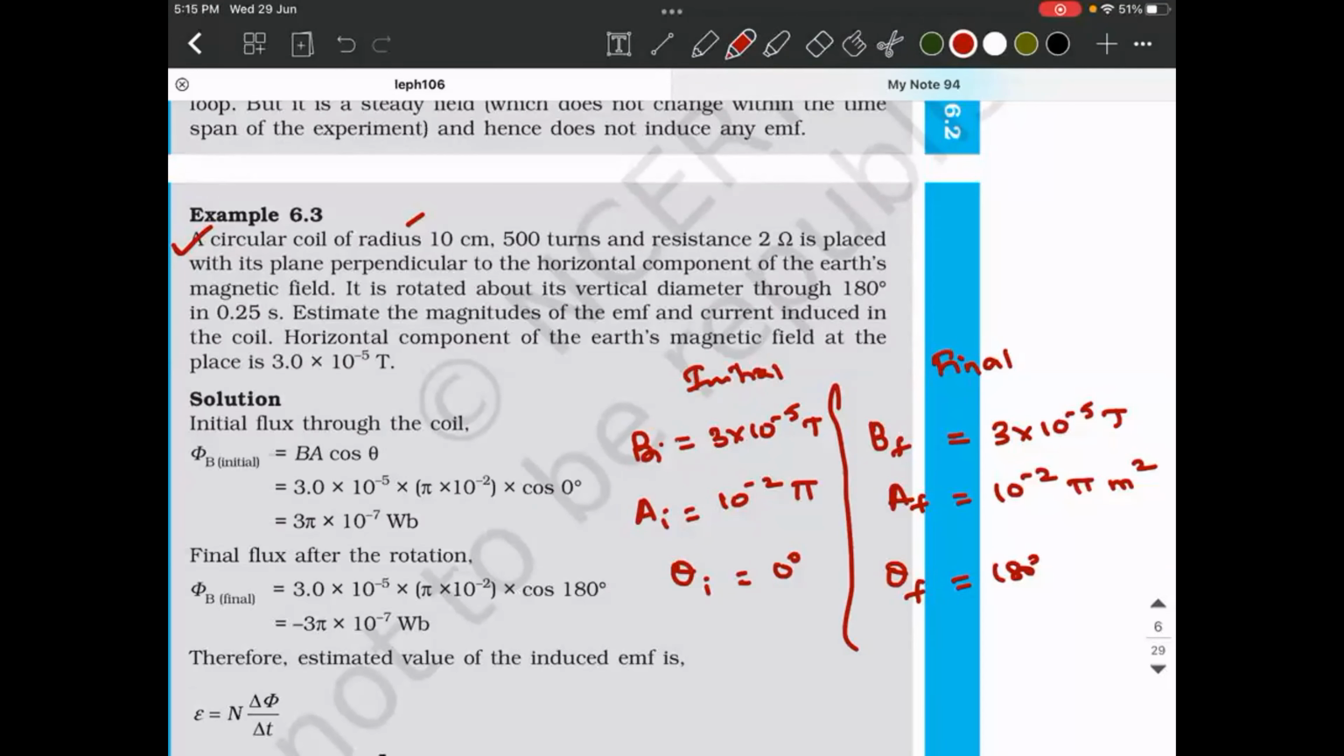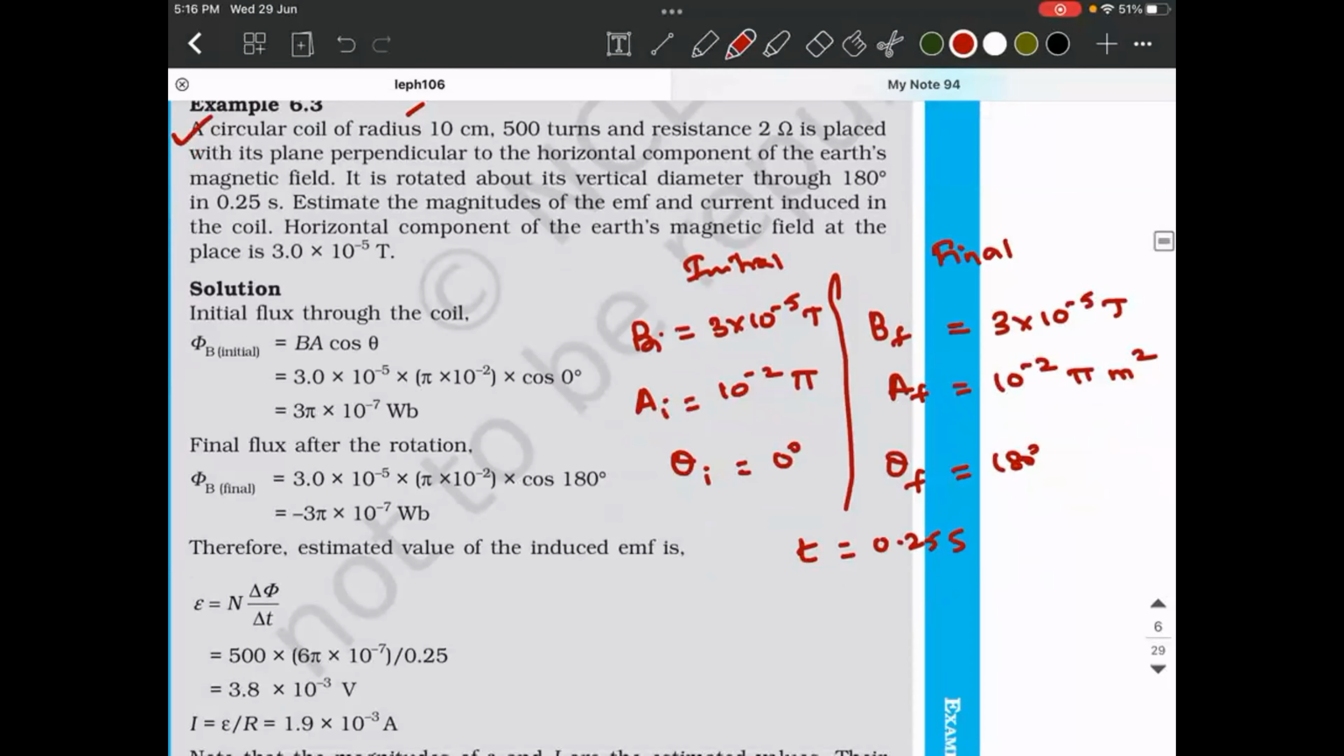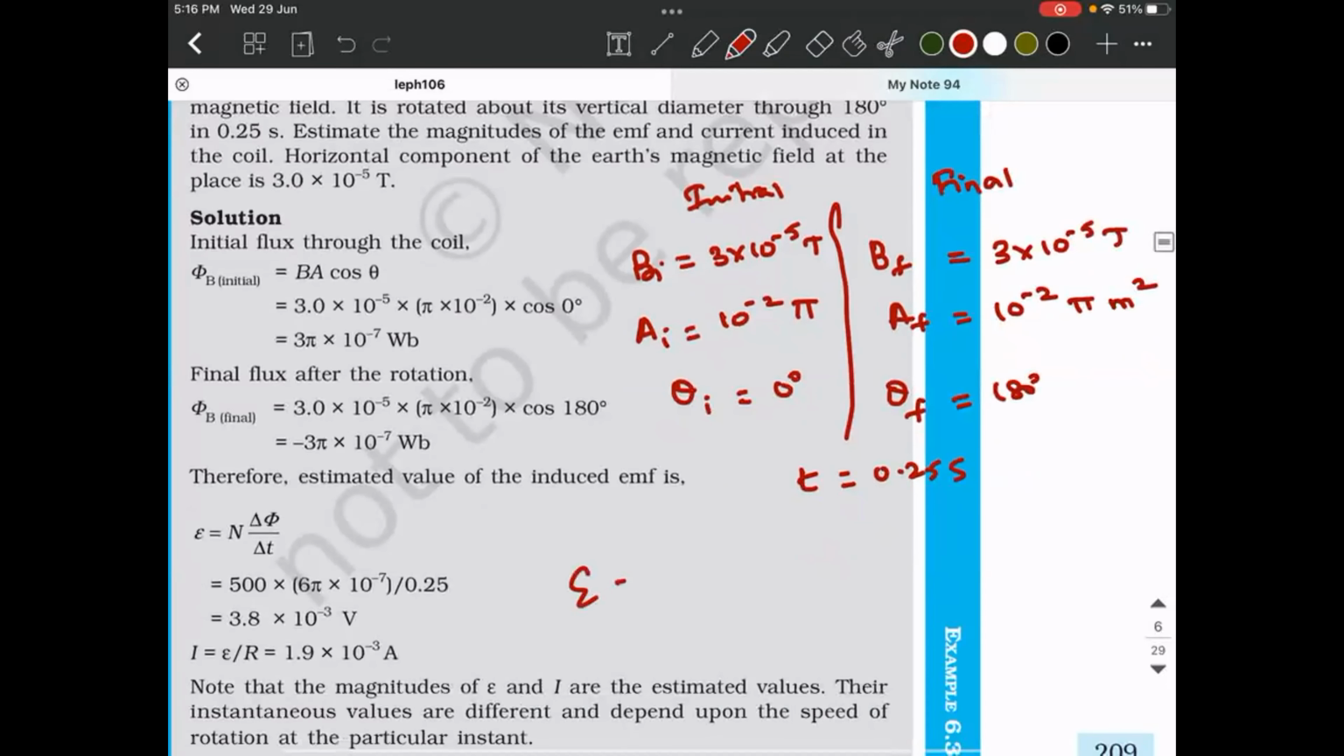And how much is the time that we have taken? We have taken 0.25 seconds. Is that right? Now can you try to apply the formula and tell me? They have asked only the magnitude of induced EMF. So directly you can write it as N into delta phi by delta t. Guys, I hope you understood when to use delta, when to use d. Throughout physics, same logic. Delta is used when the time is a measurable quantity. d is used when it is an instantaneous value. Here it is not instantaneous, because it takes 0.25 seconds.